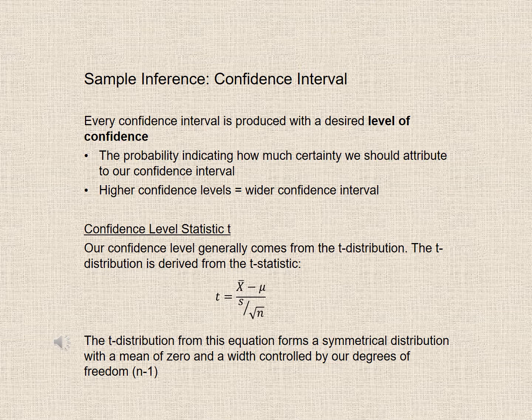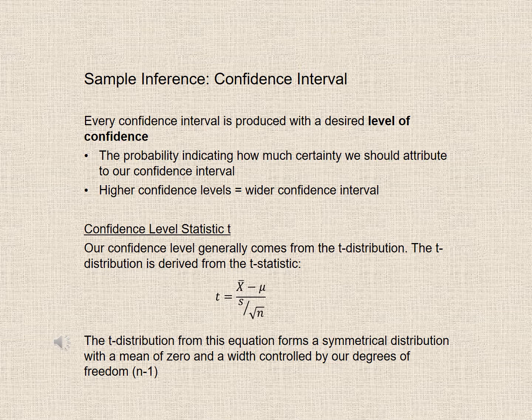All other things held constant, a higher confidence level will produce a wider confidence interval. Put another way, a wider confidence interval will give us more confidence that the true test statistic is within those bounds. Generally, we do not know the population standard deviation and mean, which we could use to calculate a confidence interval. Without these, our confidence level comes from the t-distribution, which is derived from the t-statistic.